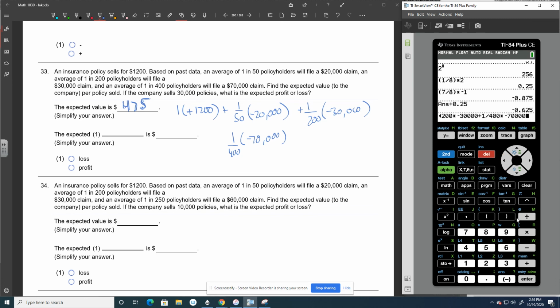One extra zero, right? There we go. So that gives you an expected value of 475. So then it says, if the company sells 30,000 policies, what is the expected profit?